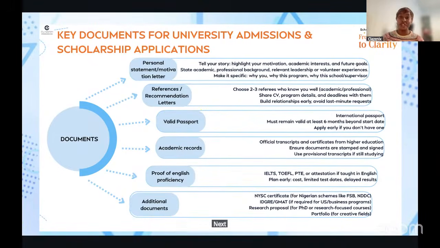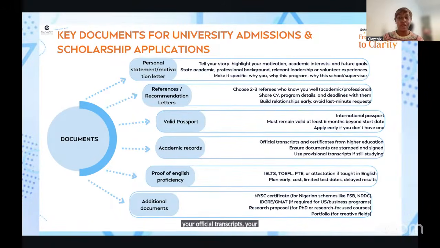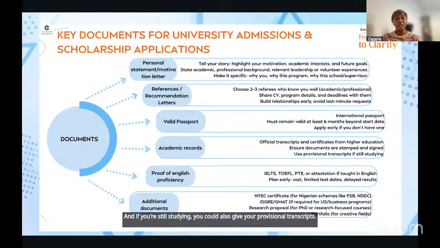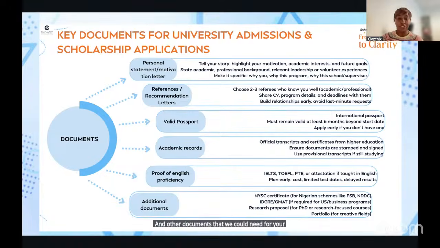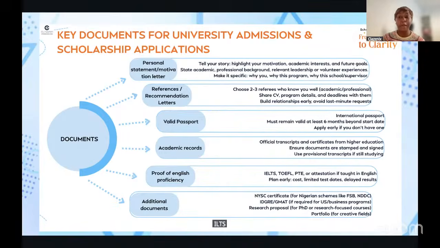Next document that you need for your scholarship application is your academic record, your official transcript, your certificate, and if you're still studying, you could also give your provisional transcripts. Another document that we can need for your scholarship application is the proof of English proficiency, IELTS, TOEFL, depending on the country, the school that is requiring that document.